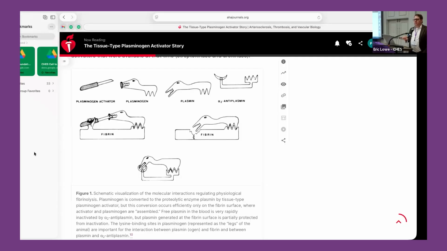But this picture sticks in my mind because it's a little ridiculous and I'm a little jealous. This is Desiree Collen, who is a researcher published in a real high profile journal, ATVB, Arteriosclerosis, Thrombosis, and Vascular Biology. It's got a big impact factor, and lots of clinicians and scientists read this journal, and it's real fancy and well regarded.